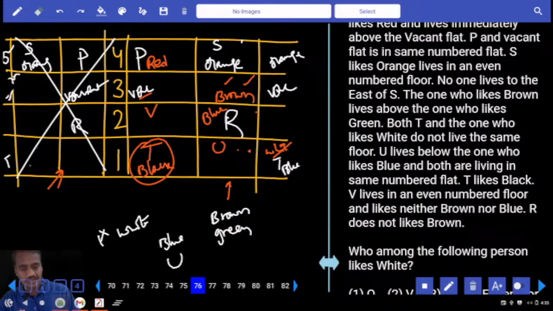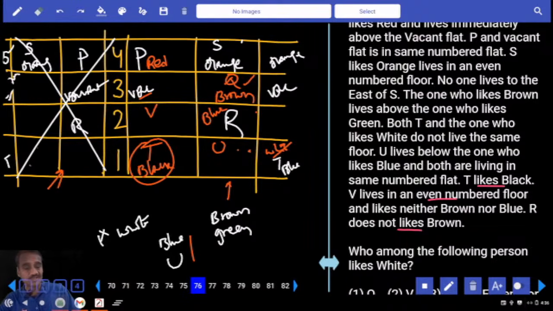And U is below this blue. Correct, right? Now one more person is left, who is that? Q. Now Q is here. T likes black. V, even number floor, neither likes brown nor blue. R does not like brown.